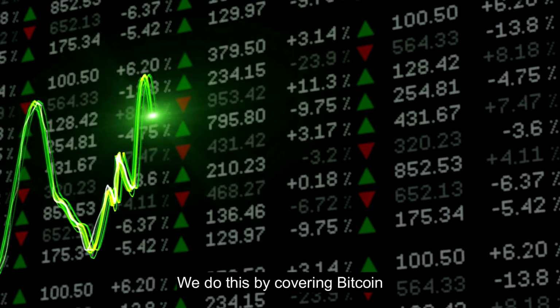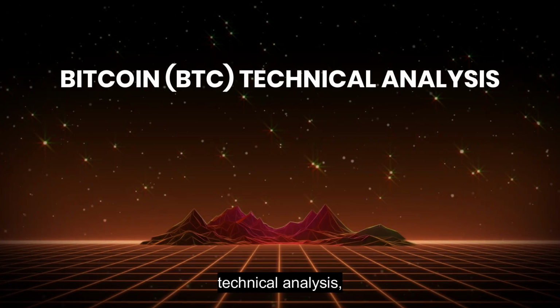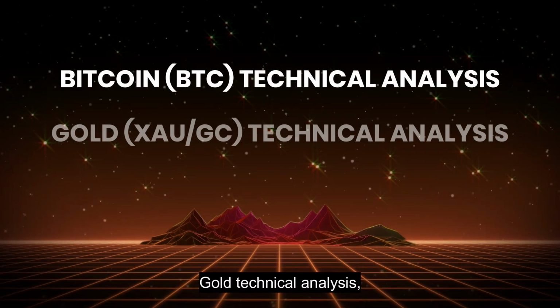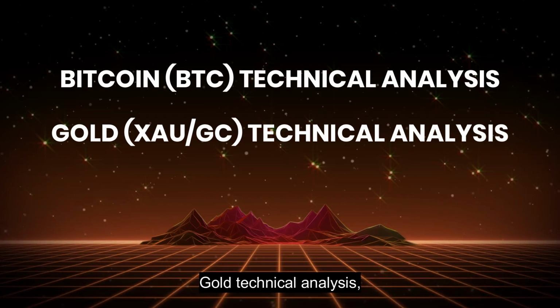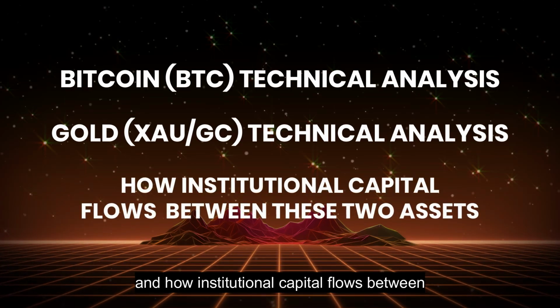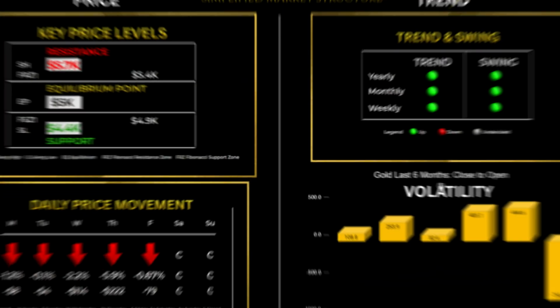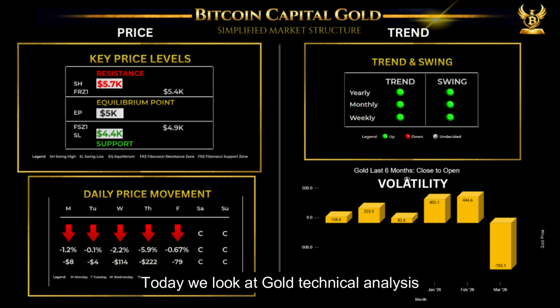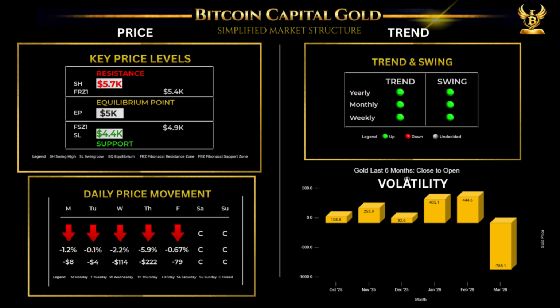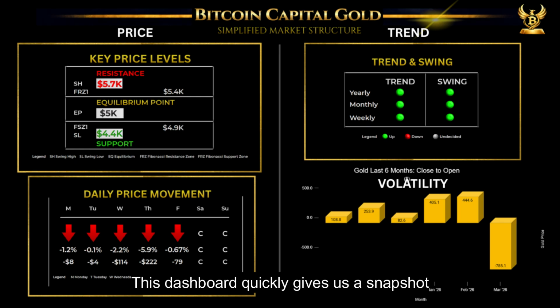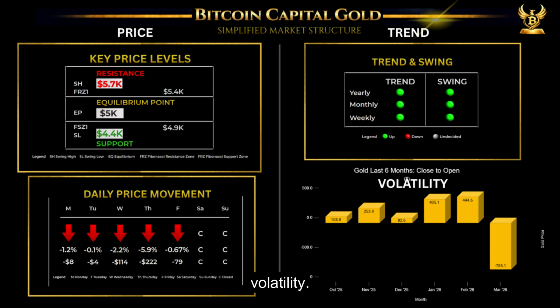We do this by covering Bitcoin, BTC, technical analysis, gold, XAU, technical analysis, and how institutional capital flows between these two assets. Today, we look at gold technical analysis from a BCG simplified market structure perspective. This dashboard quickly gives us a snapshot of the current gold price action. The dashboard looks at three core areas: trend and swing direction, price movement and price zones, and current volatility.